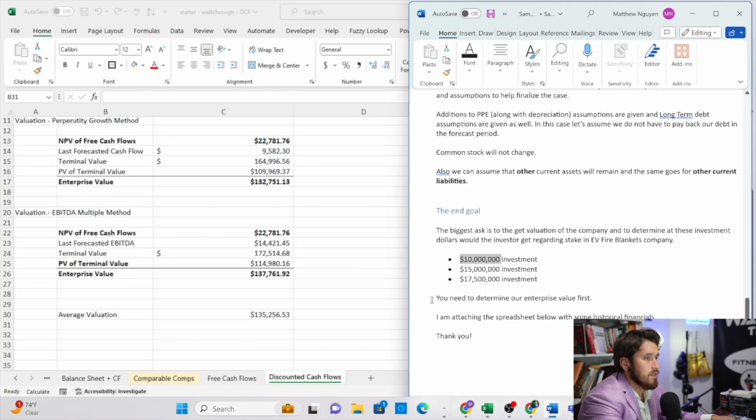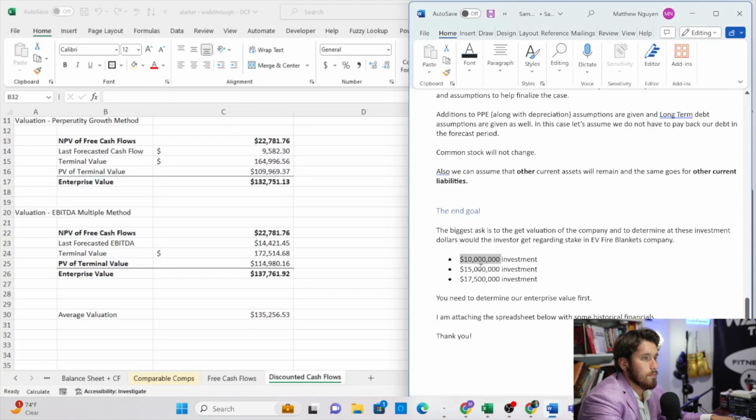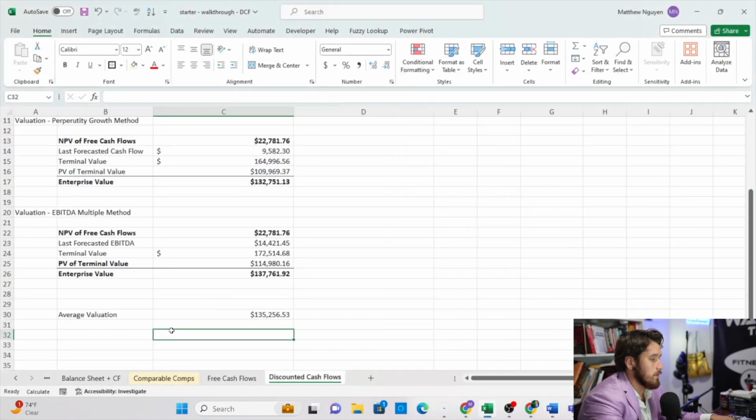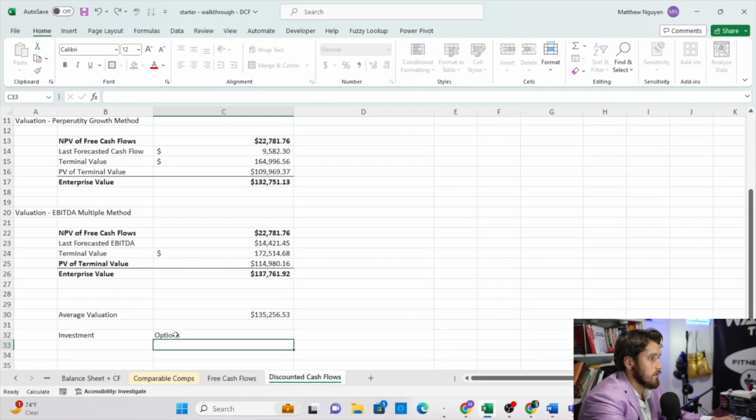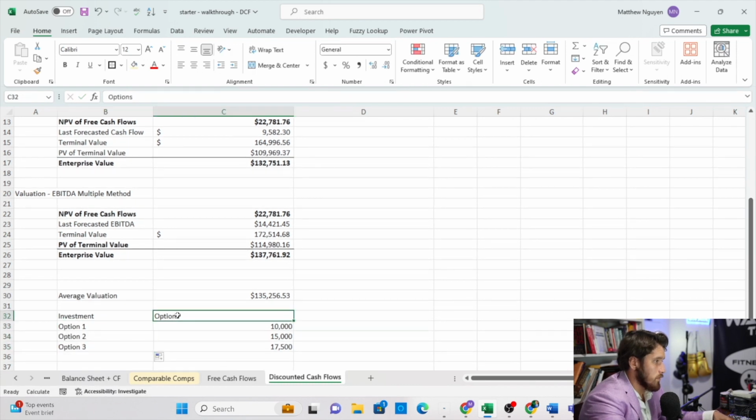these are in millions and these are in thousands. So let's copy this. Actually, it'll be investment options. So 10,000 will be 10 million, 15,000 will be 15 million, and then I think it's 17.5 will be option 1. I guess these would be switched.